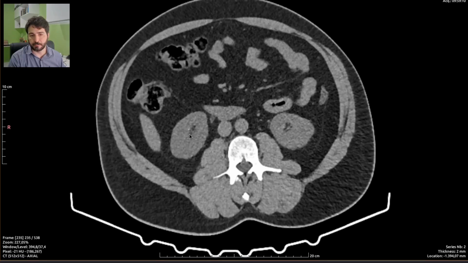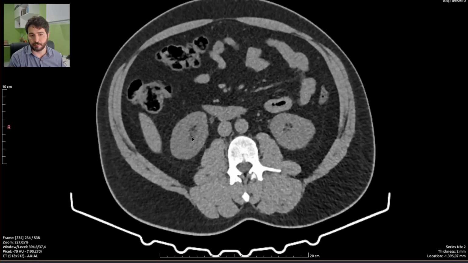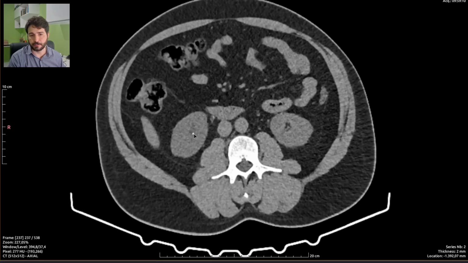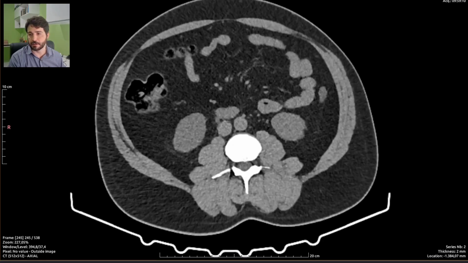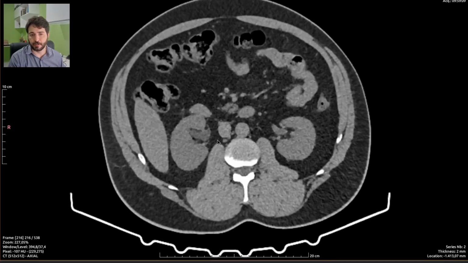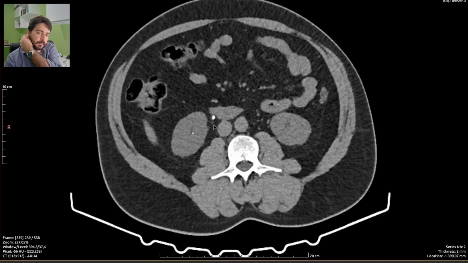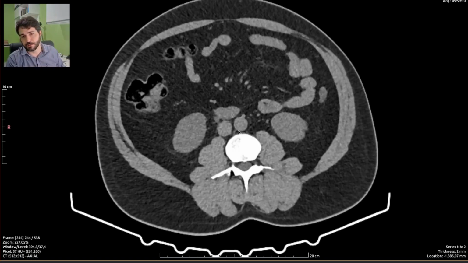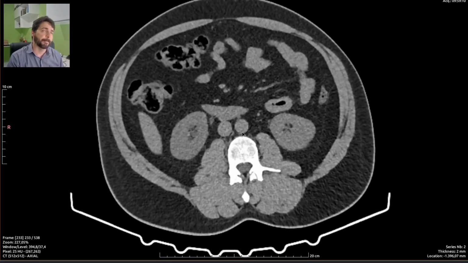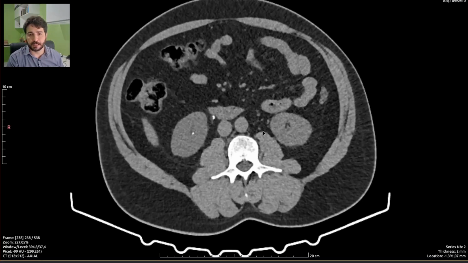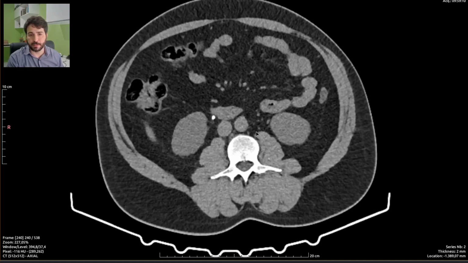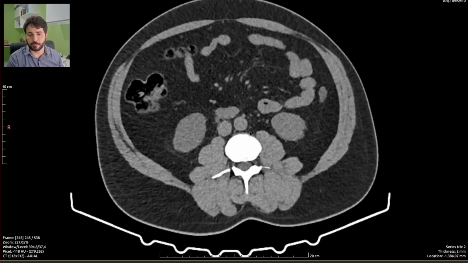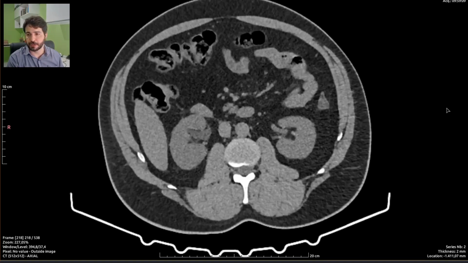There are two microstones, calculi, right here, two on the lower pole of the kidney, and another stone right here on the transition from the pelvis to the ureter. This is called the pyelo-ureteral transition. In Portuguese it is transição ureteropiélica or pielo-ureteral.